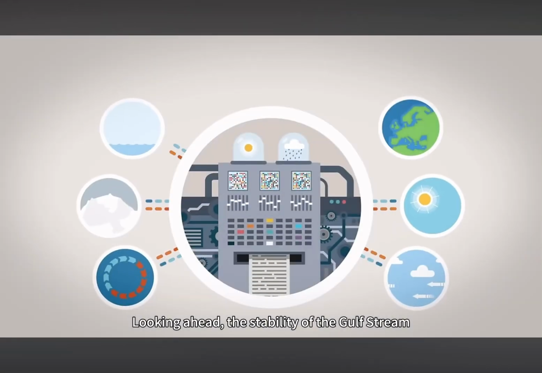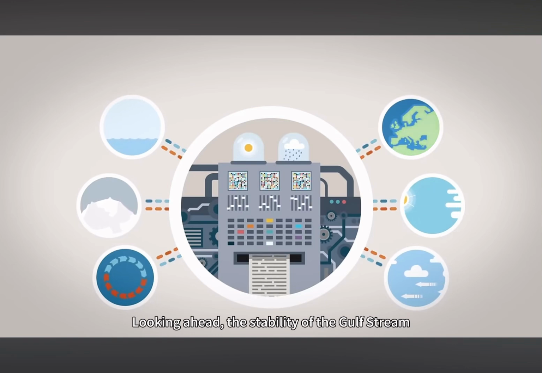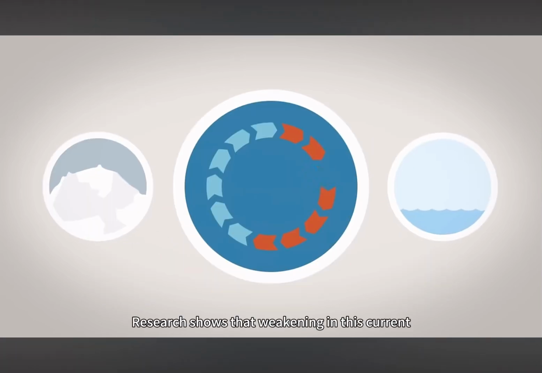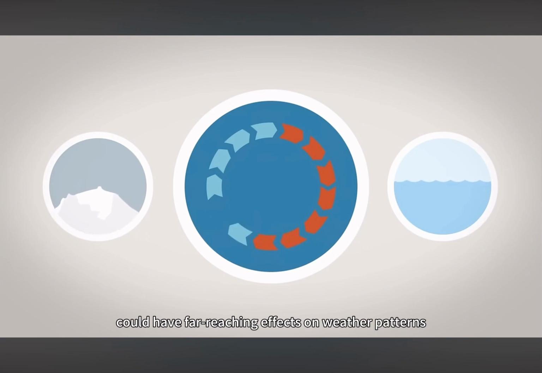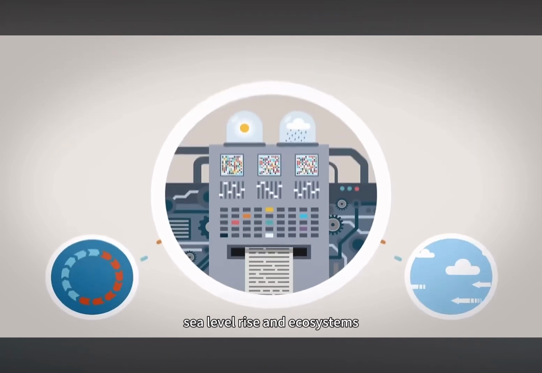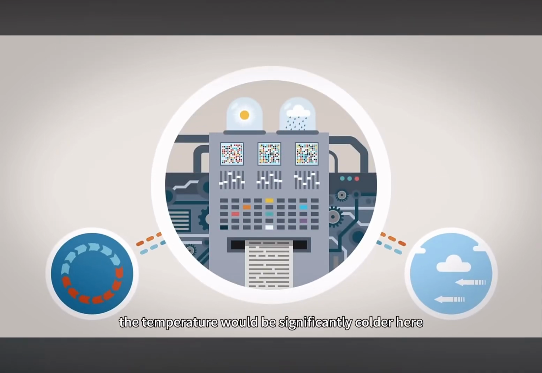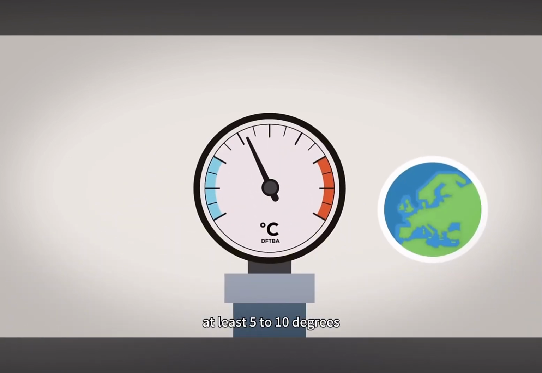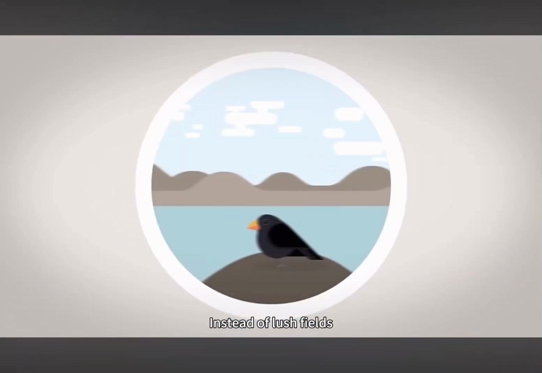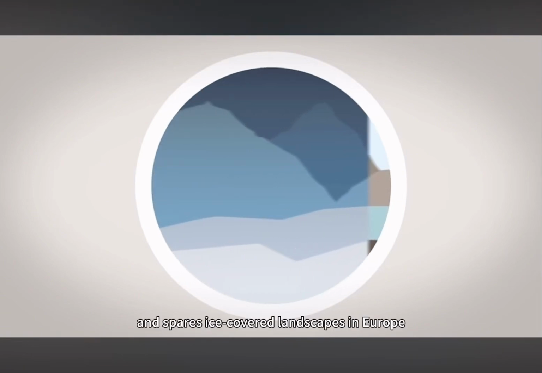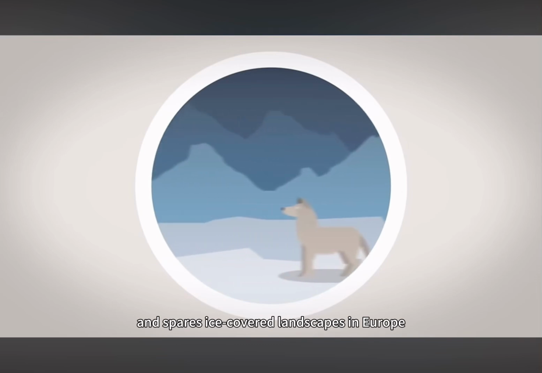Looking ahead, the stability of the Gulf Stream may be at risk due to climate change. Research shows that weakening in this current could have far-reaching effects on weather patterns, sea level rise, and ecosystems. Without it, the temperature would be significantly colder here, at least 5 to 10 degrees. Instead of lush fields, we would have long winters and sparse ice-covered landscapes in Europe.